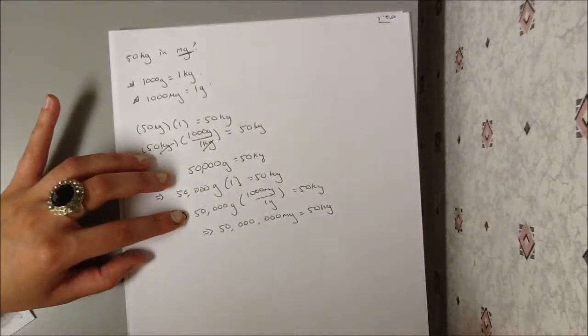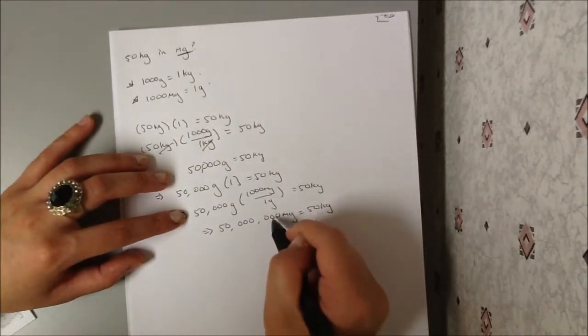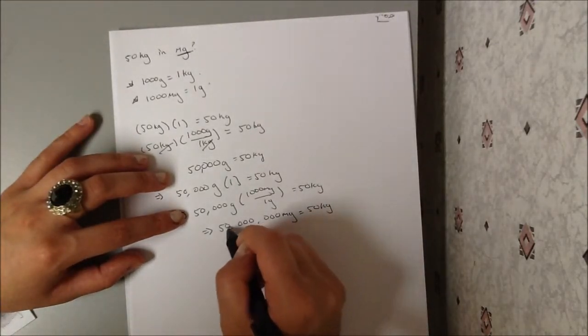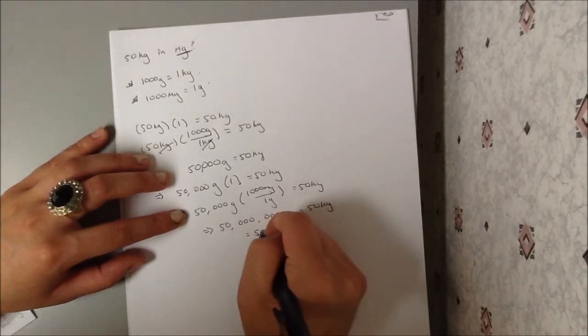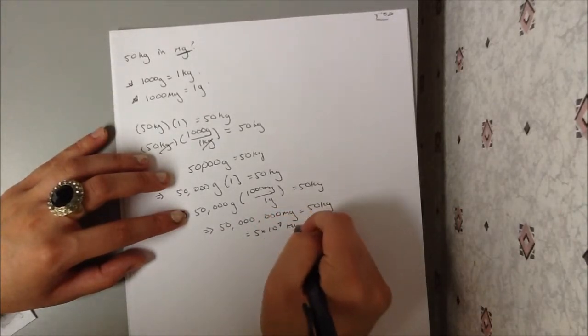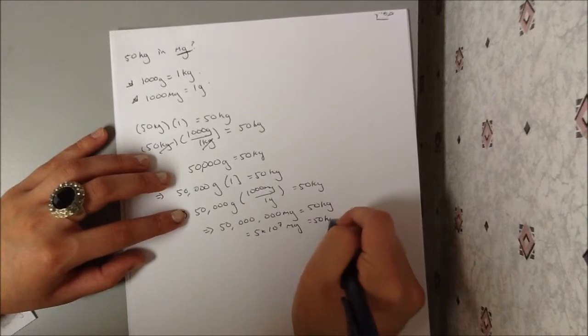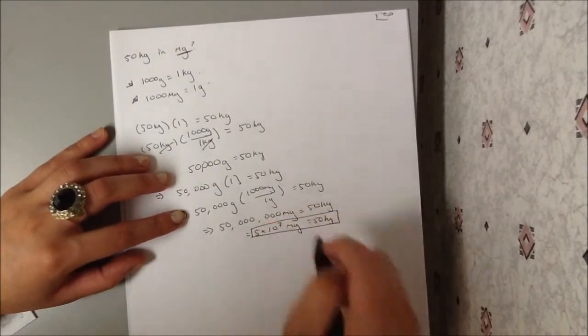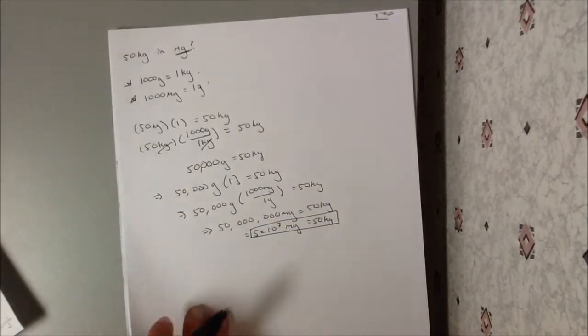And again, we want this in scientific notation, so we just count the zeros. 1, 2, 3, 4, 5, 6, 7. This equals 5 times 10 to the 7th milligrams, which is equal to 50 kilograms. With that, you guys should have no problem doing your homework.